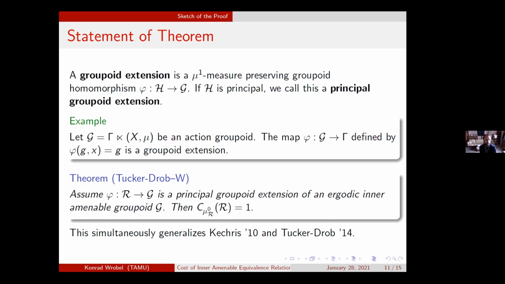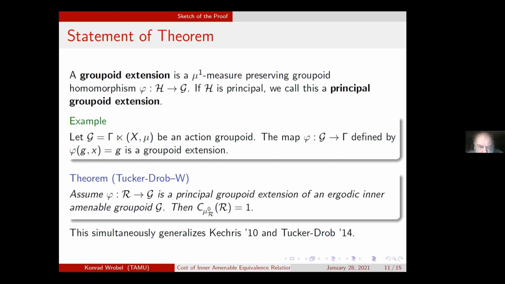So this theorem applies to the special case when this calligraphic G is a group? Yes. So does it prove then fixed price for interamenable groups? Robin Tucker-Drob had already shown that. Okay, I thought he had already shown fixed price for groups. A lot of the techniques that we use are generalizations of the techniques used there to this setting. Okay.